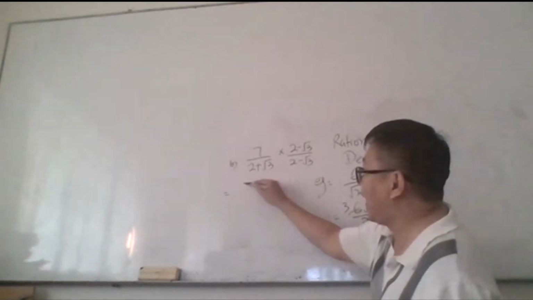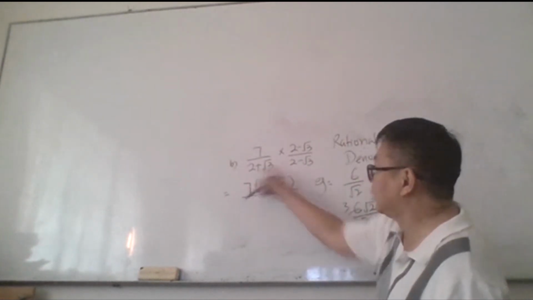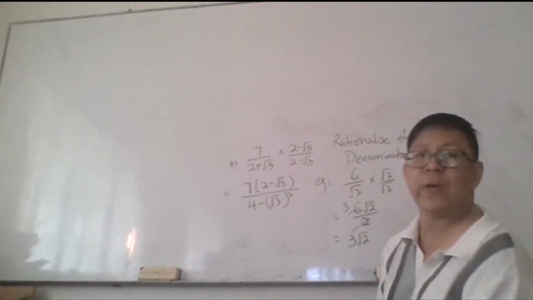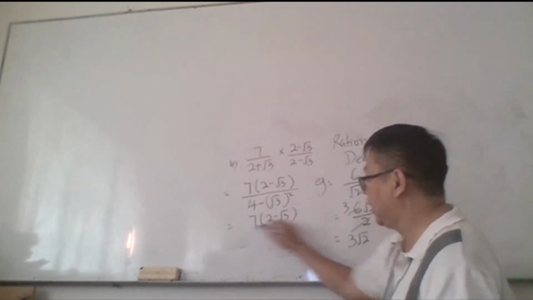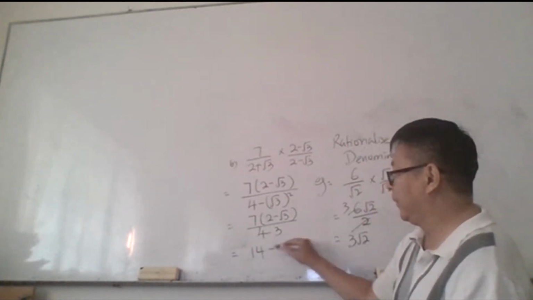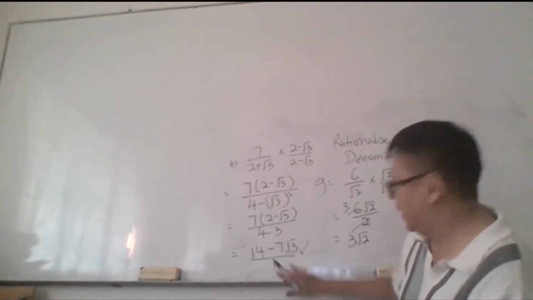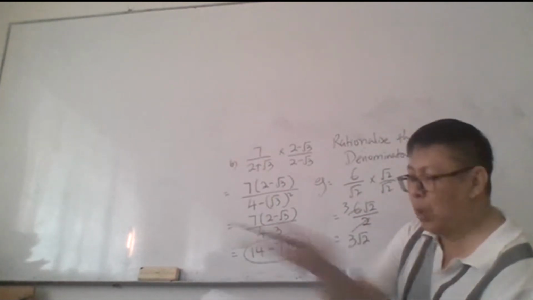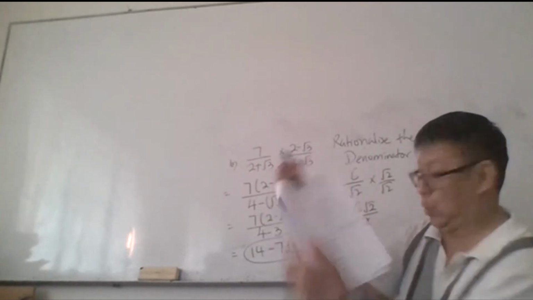So on top, I get 7 times 2 minus square root of 3. Whereby at the bottom, 2 times 2 becomes 4 already. Square root 3 times square root 3 is 3. 7 times 2 minus square root 3 over 4 minus 3. And finally, you get this over 1. We don't need to put over 1, just ignore that. Then this is my answer already. You can just look at the solution. The solution is already written in the questions.